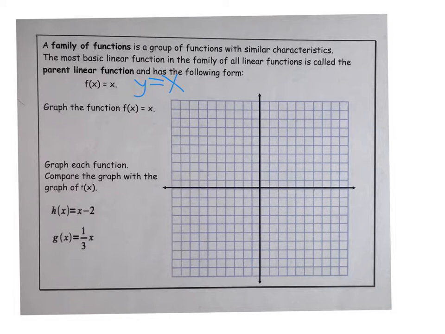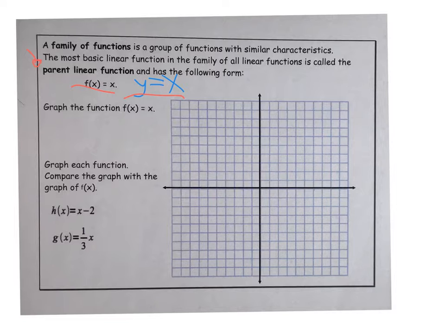So a family of functions is a group of functions that have similar characteristics. The most basic linear function in the family of all linear functions is called the parent linear function. And it says here, the parent linear function has the following form: f of x is equal to x, which is essentially the same thing as the most simple line we've got, which is y is equal to x.